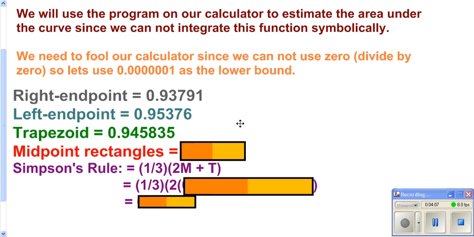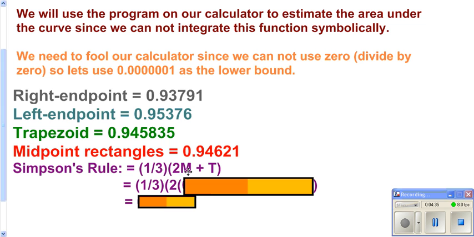By the way, if you didn't get that, make sure your calculator's in the radian mode rather than the degree mode. Now, some of you have modified your program so that you get also midpoint rectangles. Midpoint rectangles, you would get this right here. Well, now that we would have your trapezoid and your midpoint rectangles, we can go ahead then and plug it into this formula here to estimate Simpson's rule without having to do it by hand.